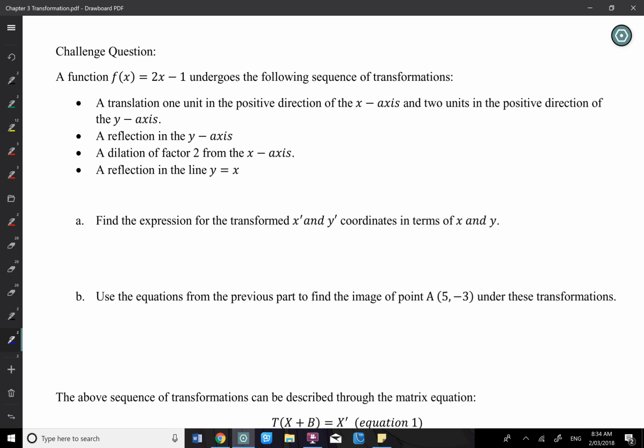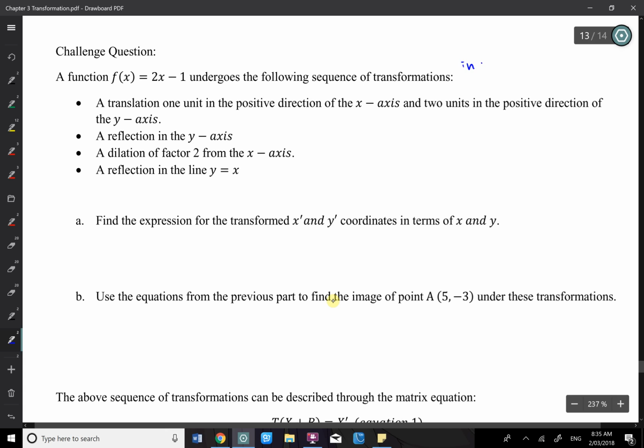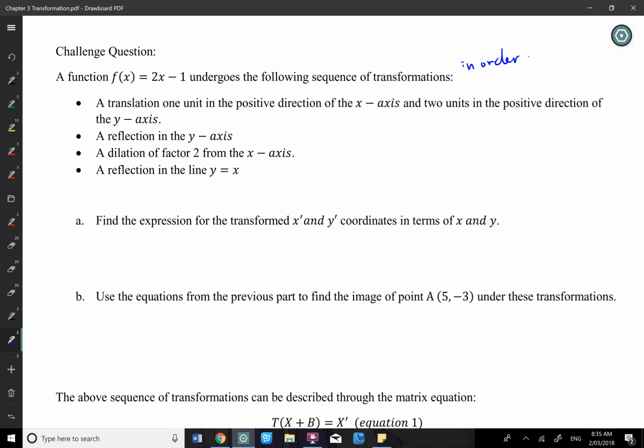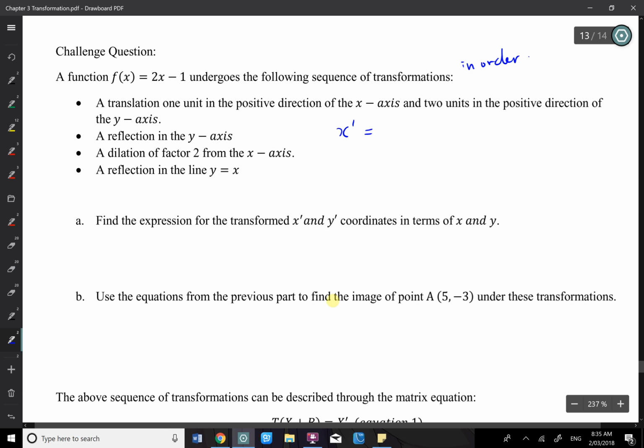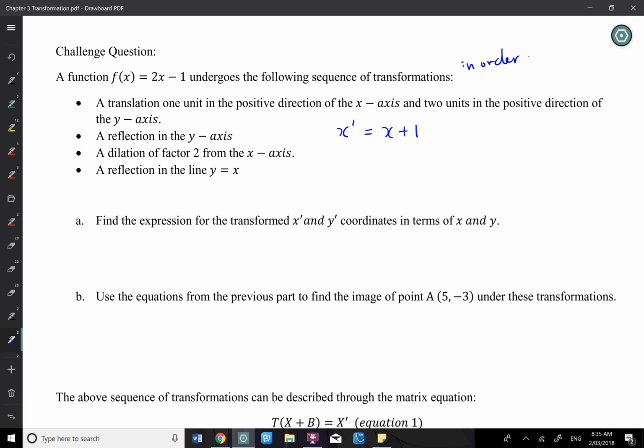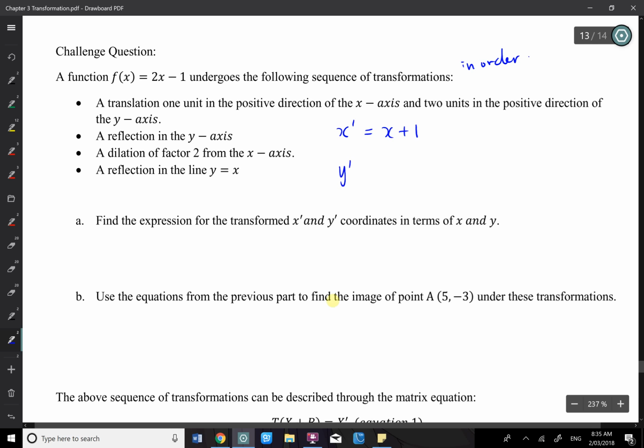A function f(x) equals 2x minus 1 undergoes the following sequence of transformations. Okay, that's in order. So first we have a translation of one unit in the positive direction of the x-axis. We have x dash equals x plus 1. That's what we will have. And then two units in the positive direction of the y-axis. So we have y dash equals y plus 2.